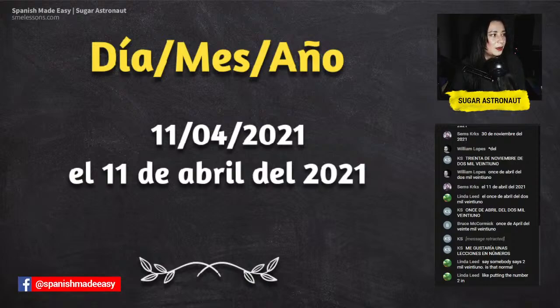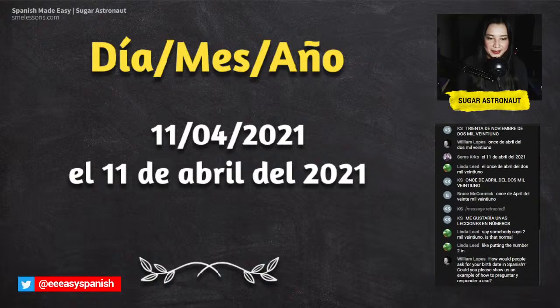Okay, so that's it, guys. I don't know if you have any more questions about that. But yeah, years in Spanish. Oh, I wish in Spanish it was more normal to say 20 21, but no, usually you say the whole number, two thousand twenty-one. So yeah, it's a bit tricky.